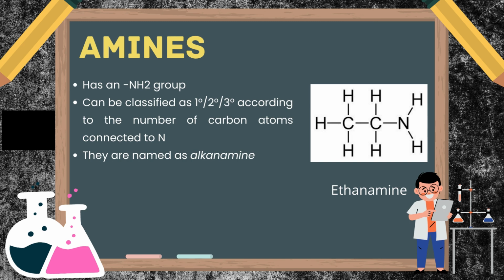The next functional group is amines. Amines and alcohols have a similar fact: just as alcohols are considered as organic derivatives of water, amines are considered as organic derivatives of ammonia. Now on to the organic structure of the compound. It has an NH2 group and it can be classified as 1, 2, 3 according to the number of carbon atoms connected to the end. They are named as alkanamine. So the organic structure of this compound can be called ethanamine.